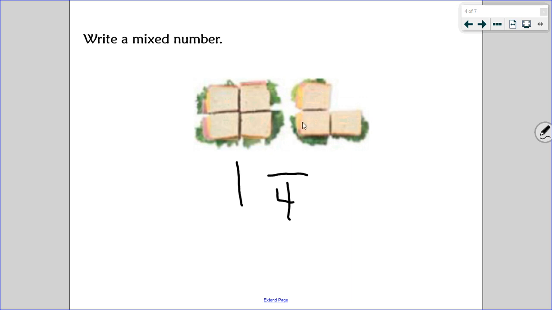And I have 1, 2, 3 of the parts of this second sandwich. So I have 1 whole sandwich and 3/4 of the next sandwich. So I can say 1 3/4. 1 3/4 is a mixed number because I have 1 as my whole number and 3/4 as my fraction. And that's what a mixed number is, a whole number with a fraction.